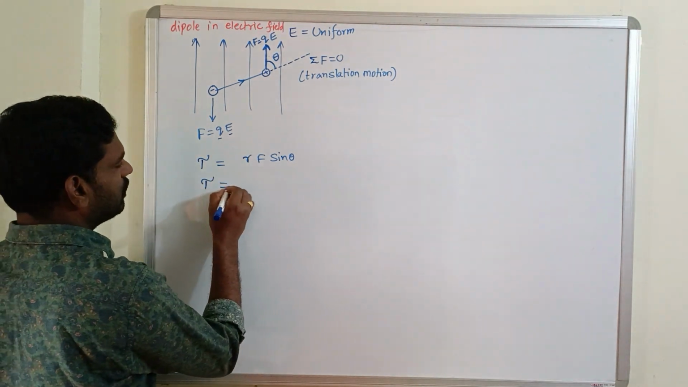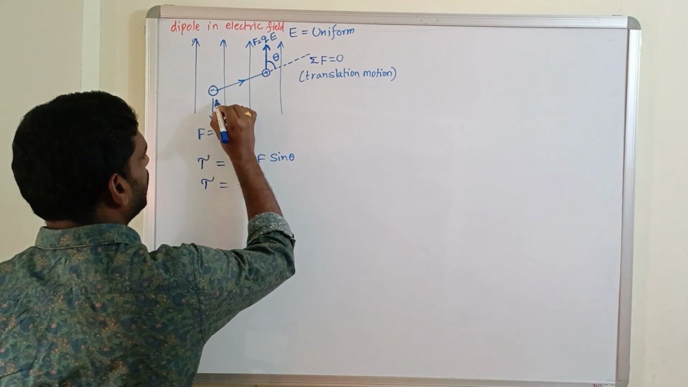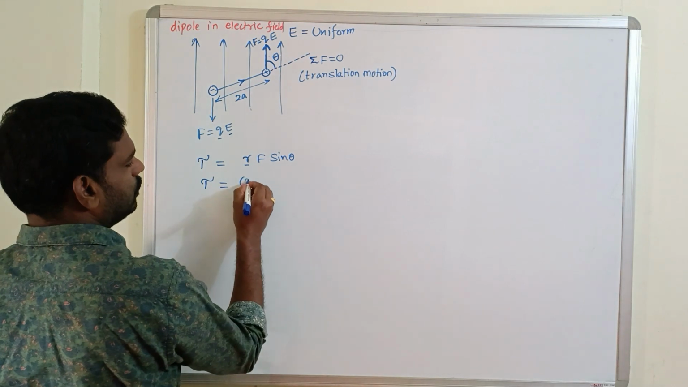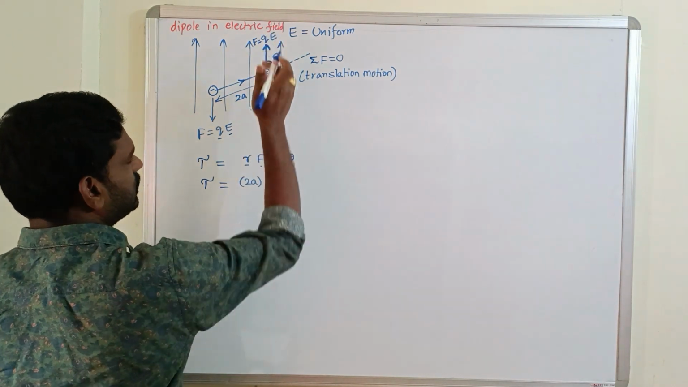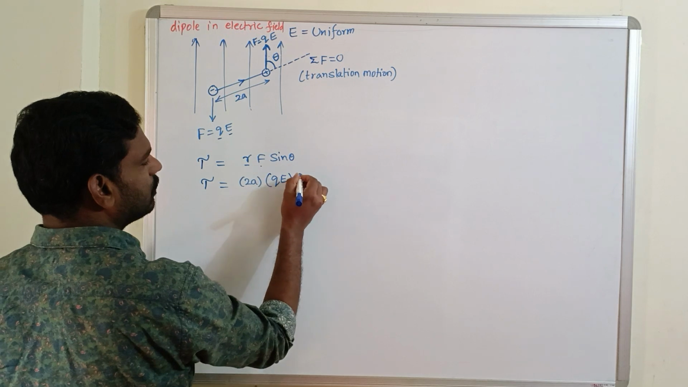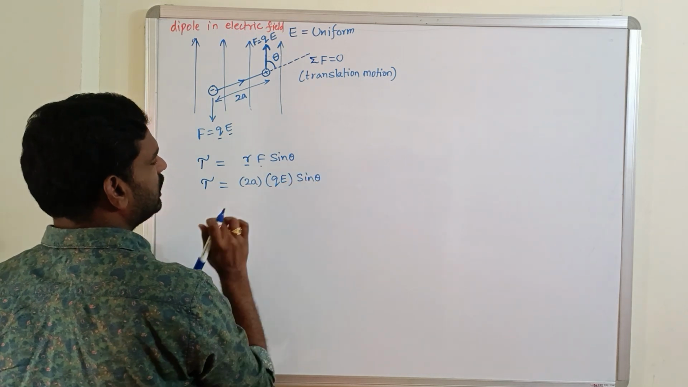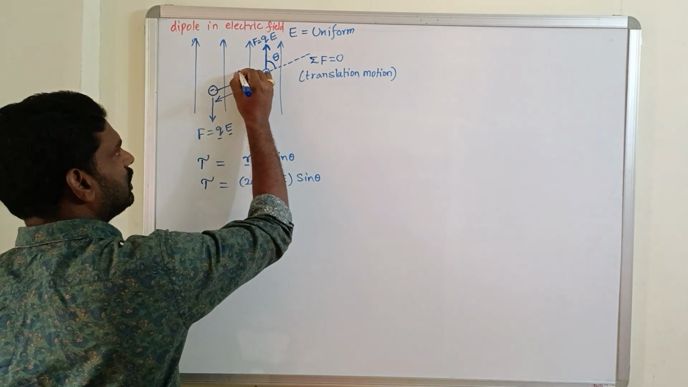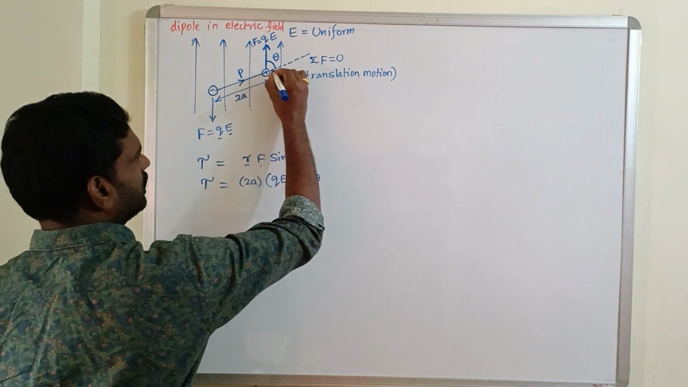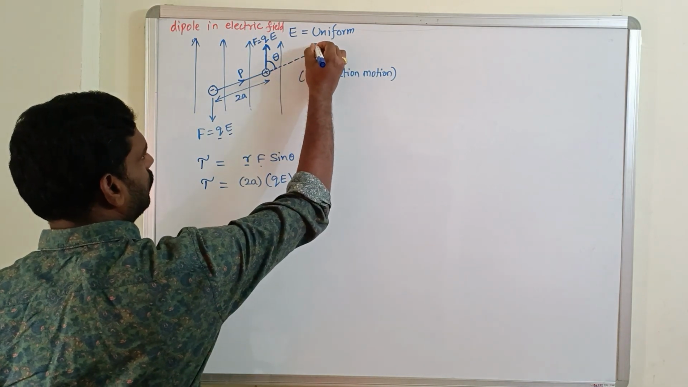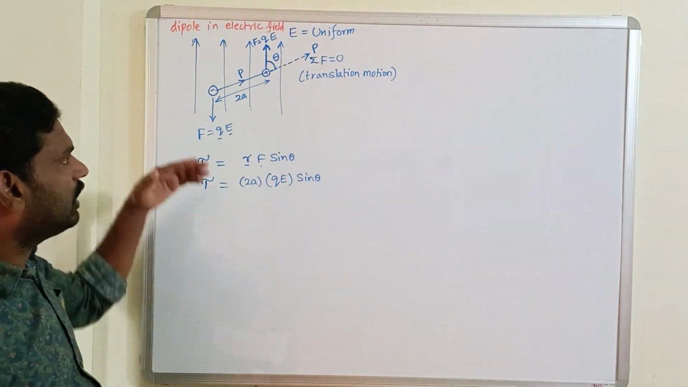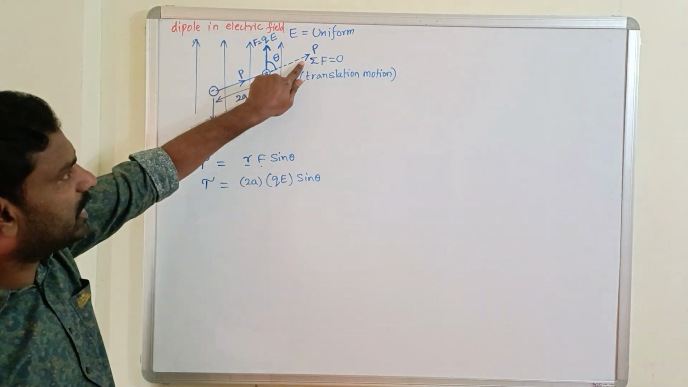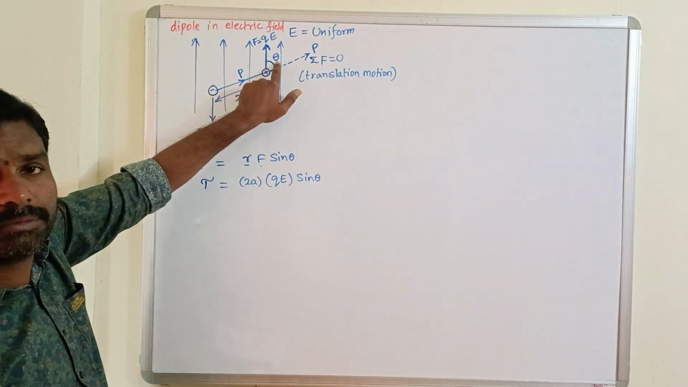So the torque tau is equal to r, the separation between the negative charge and the positive charge, which is 2a, into the force. The force F is QE, into sine theta, where theta is the angle between the separation of the two charges, which is also the direction of the dipole moment P. The angle between the direction of the dipole moment and the electric field is theta.